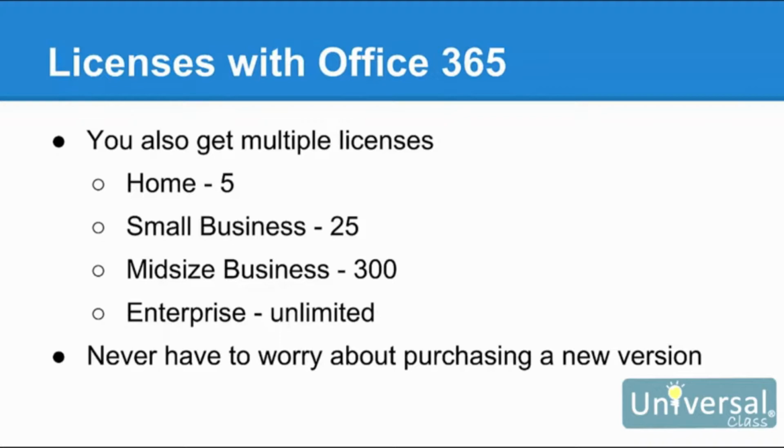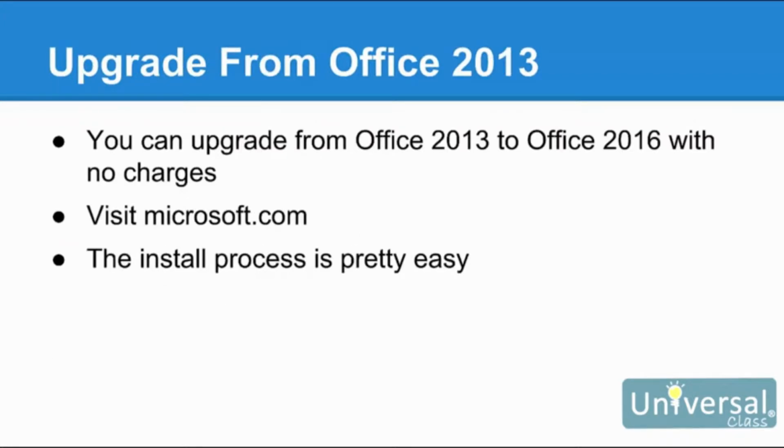Once you subscribe to Office 365, you'll never have to worry about purchasing a new version of Office ever again. When a new version comes out, you'll be able to update your software by signing into your Microsoft account. To subscribe to Office 365, go to office.products.com. If you're currently an Office 2013 subscriber, you can upgrade to Office 2016 without paying any additional charges. Follow the instructions on the Microsoft.com website.